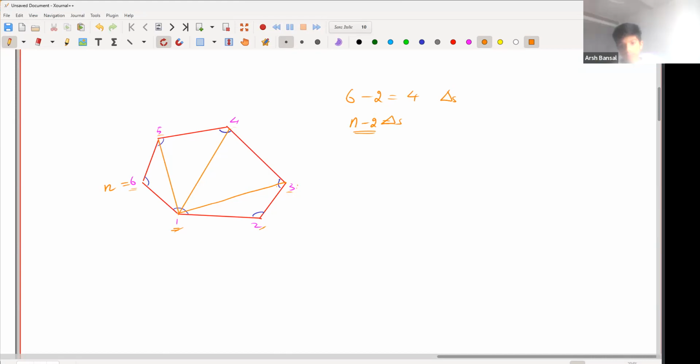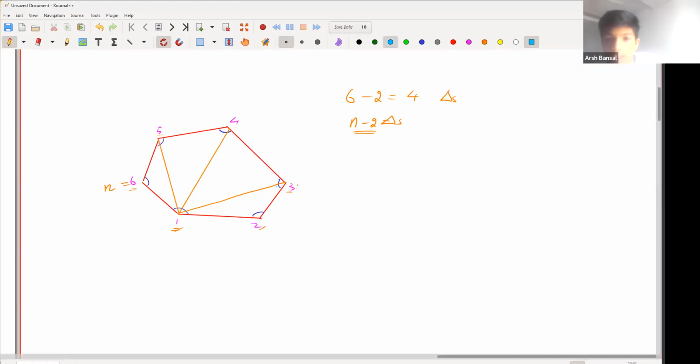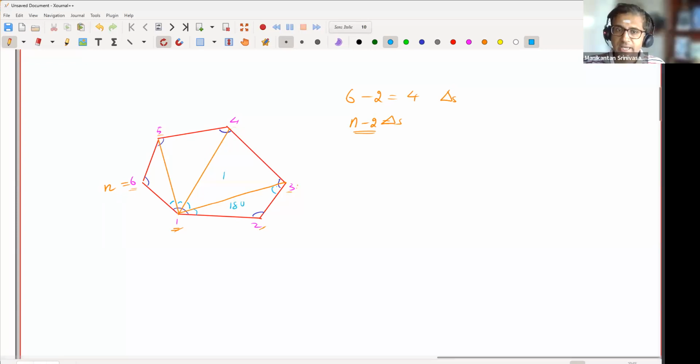Yes. Okay. And therefore, what is the measure of the sum of angles in each of them? 180. And if you look at any particular angle, let's say the angle at 1, it will get counted in one of these triangles anyway. So totally, it's exactly 180 times n minus 2. How do we get the 180? Because in each triangle, the angles add up to 180, 180, 180.